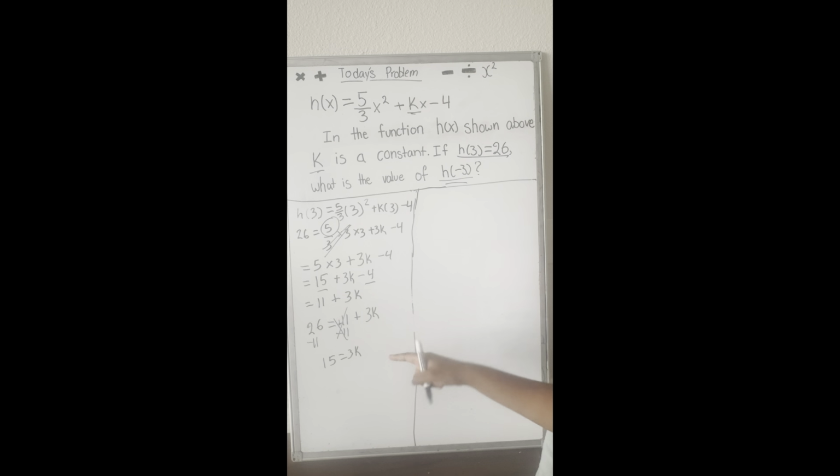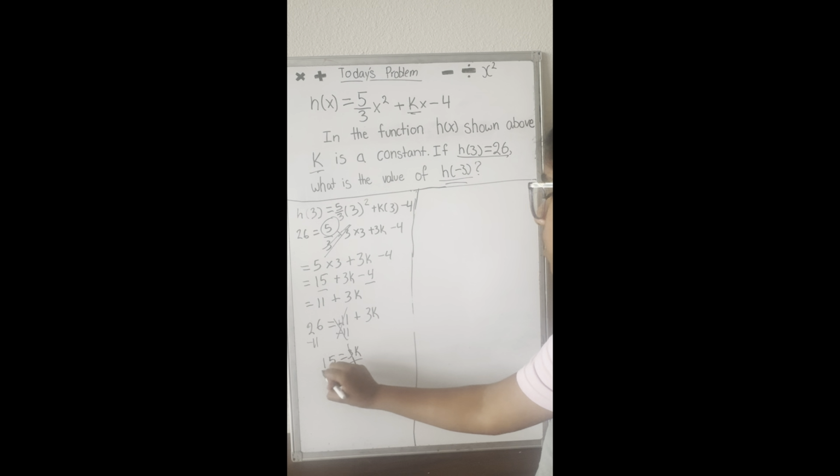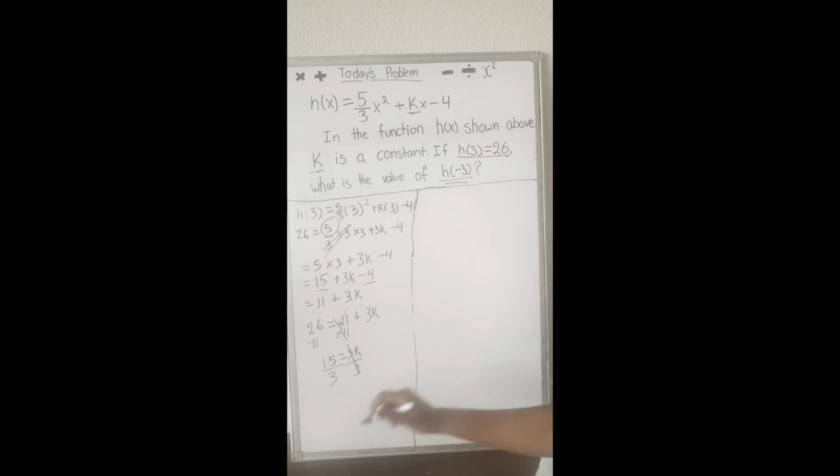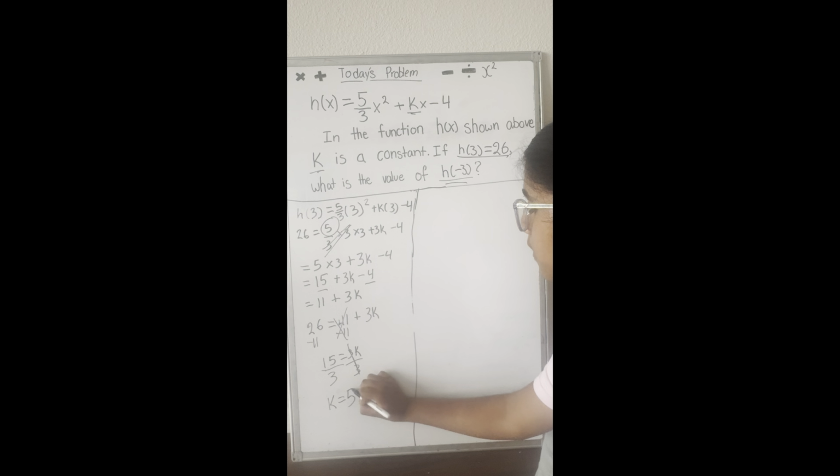We want to find what k is. So we're going to divide this, because 3 times k is 3k. So we can just divide this to cancel it out. And remember, what we do on one side, we have to do to the other side. So now we get 15 divided by 3 equals k, which means k is 5. That is our first part of the problem.